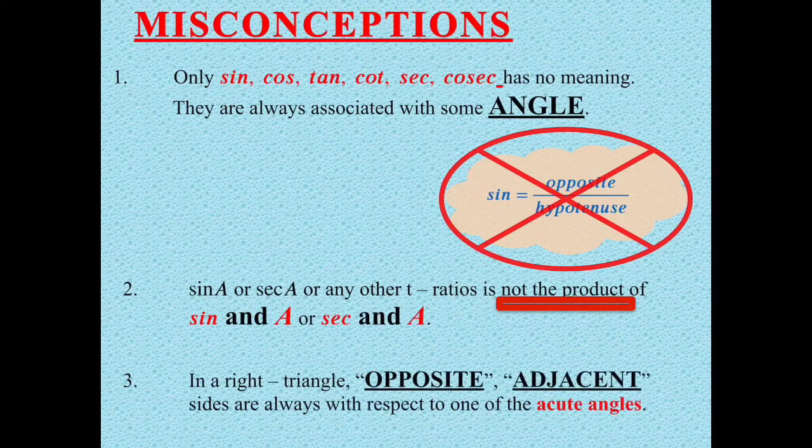And third point is, in a right triangle, opposite side and adjacent sides are always with respect to one of the acute angles. If the acute angle is changed, then the sides opposite to it and adjacent to it changes accordingly.